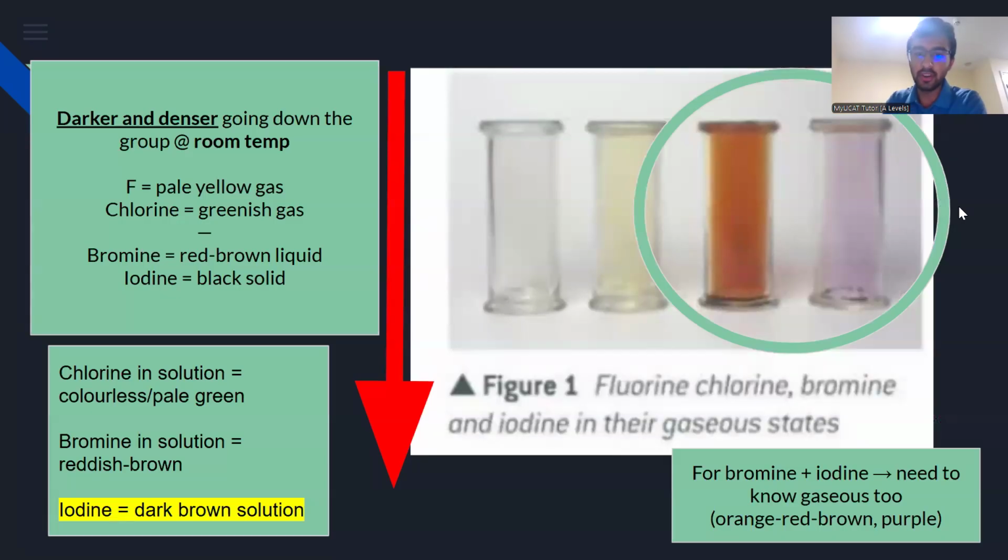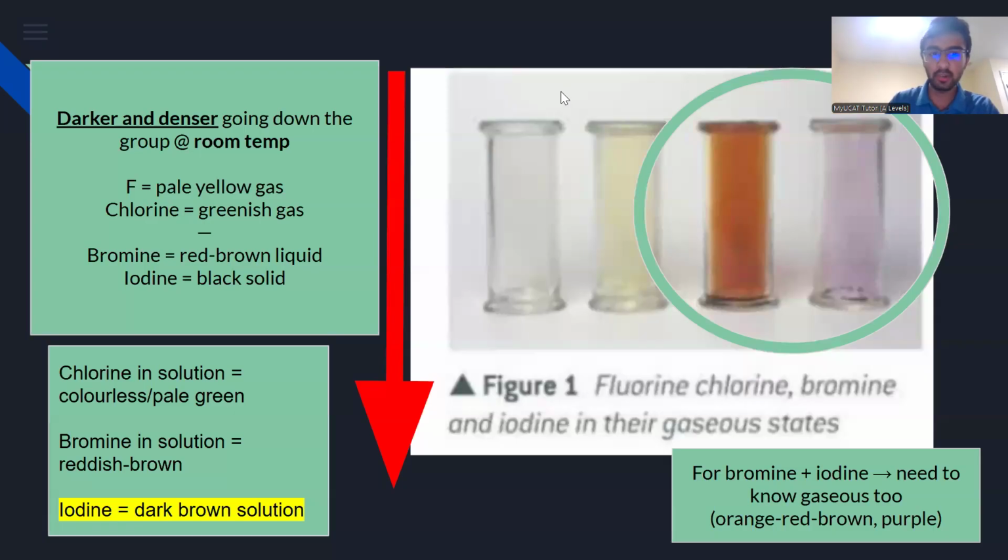So if we start off with a very basic overview of what we need to know about the halogens, group 7, the very first thing that is super important for pretty much all of these questions where you have to describe reactions is you're going to need to know how they look. And you don't just need to know how they look in one form, you're going to need to know how they look in different forms depending on the question.